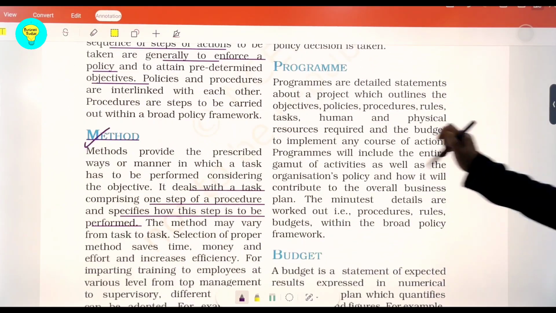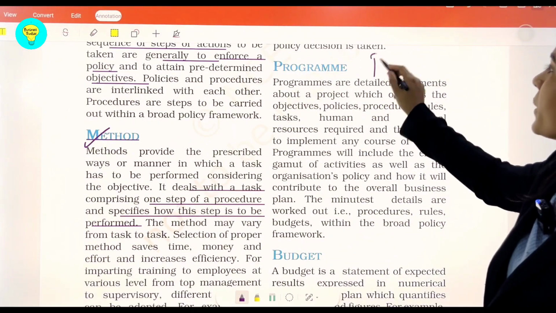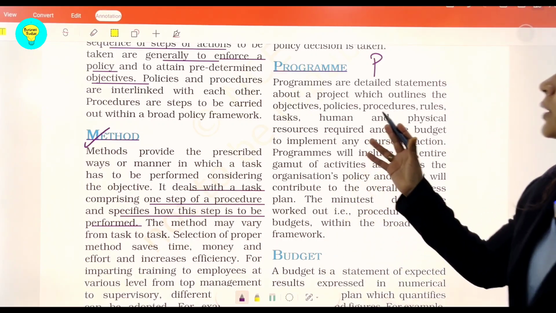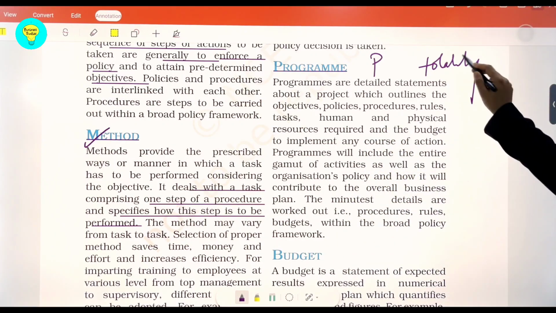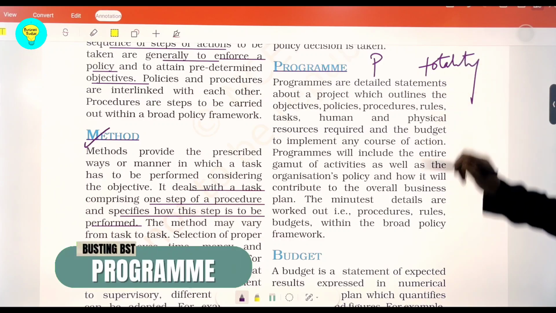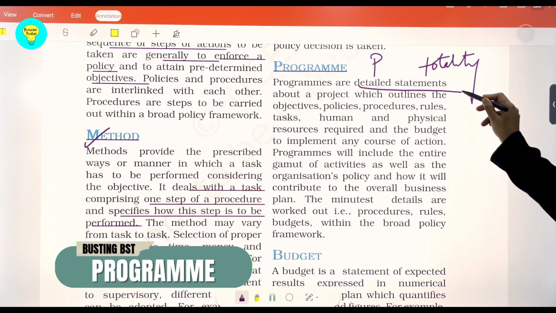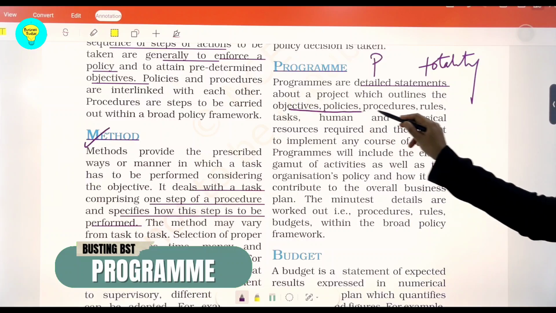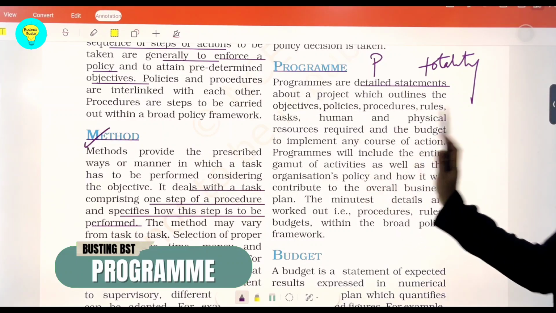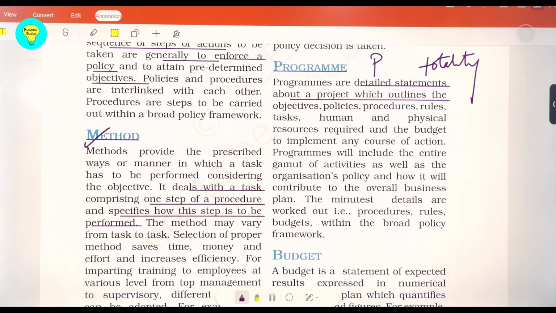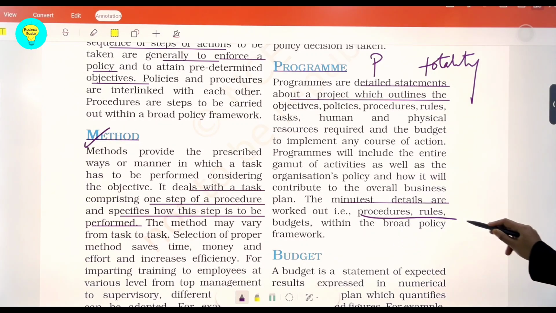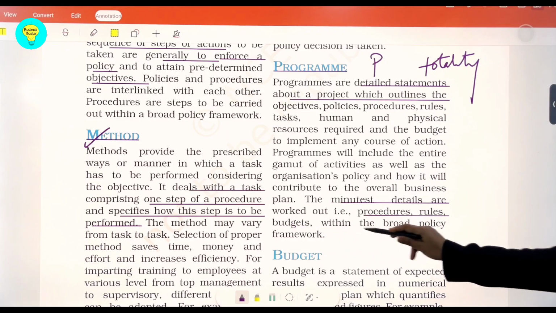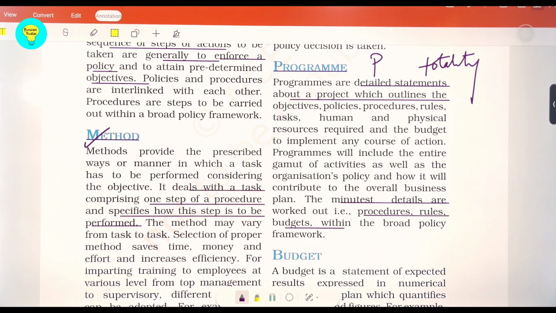Next in line is another P with program. Now here students, program you can remember as a totality of all the types of plans that you have studied so far. These are detailed statements including objectives, policies, procedures, rules. All types of plans have been covered under one head as program. The minutest details are worked out like in procedures, rules, budgets, and they are formed within the broader policy of the organization.